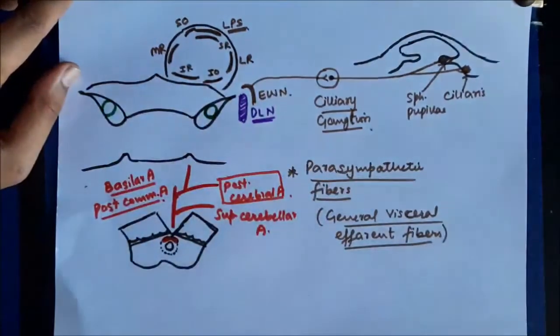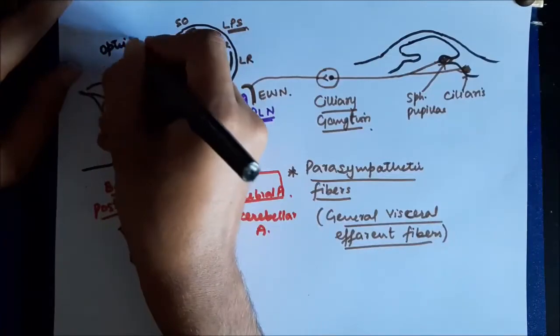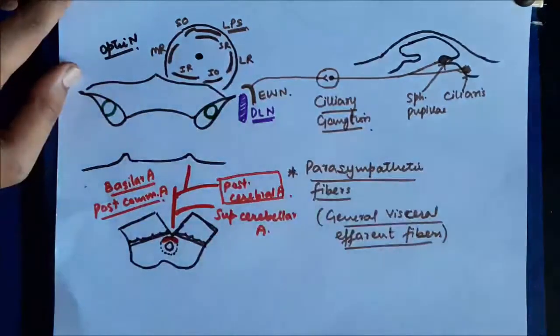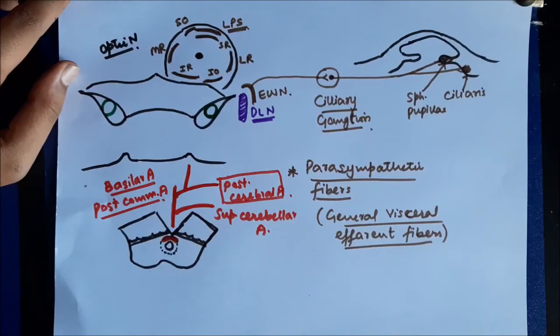Now through the center, the optic nerve passes. So this is the position of the optic nerve, and in between the optic nerve and the lateral rectus there is the ciliary ganglion. We are going to see it in a few moments. Now let us discuss the course of the oculomotor nerve.